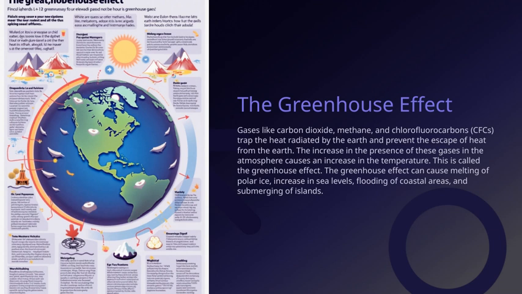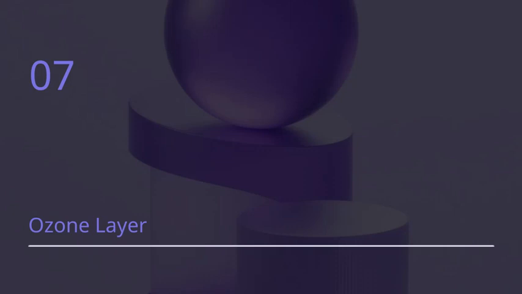For example, it can cause polar ice to melt, which then contributes to rising sea levels. As sea levels rise, coastal areas can become flooded, and some islands might even become submerged. These changes are interconnected and highlight how the greenhouse effect directly impacts our environment and ultimately our way of life. Understanding this helps us see why addressing these gases and their sources is so important for the health of our planet.